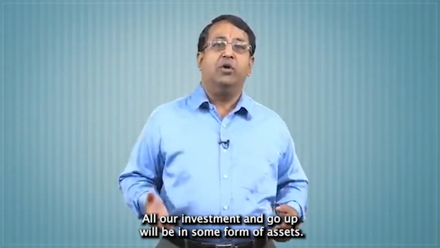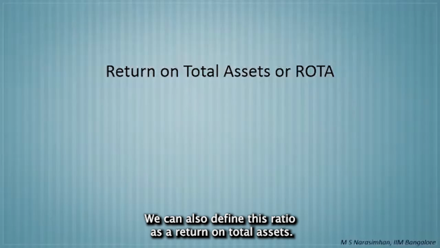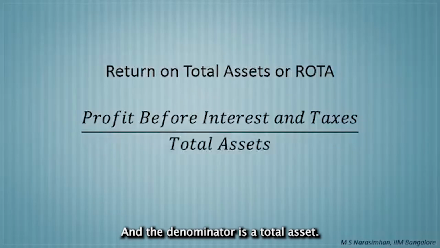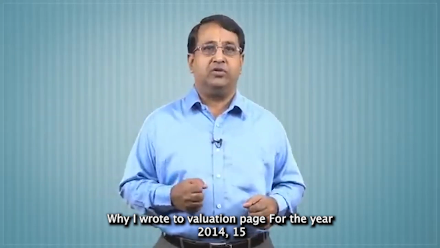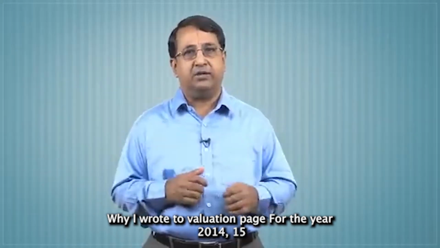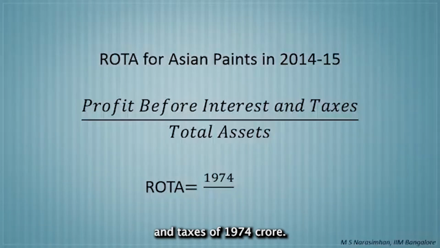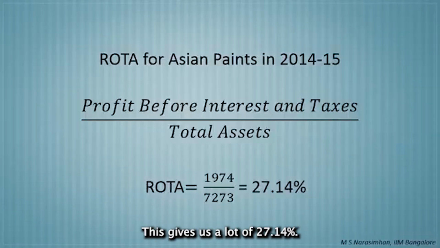All our investment in Goa will be in some form of assets. We can also define this ratio as return on total assets. The numerator is profit before interest and taxes and the denominator is total assets. What is ROI or ROTA for Asian Paints for the year 2014-15? Asian Paints reported a profit before interest and taxes of 1,974 crore. Its total asset value is 7,273 crore. This gives us a ROTA of 27.14%.